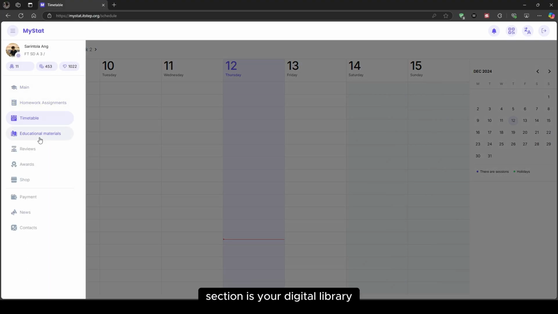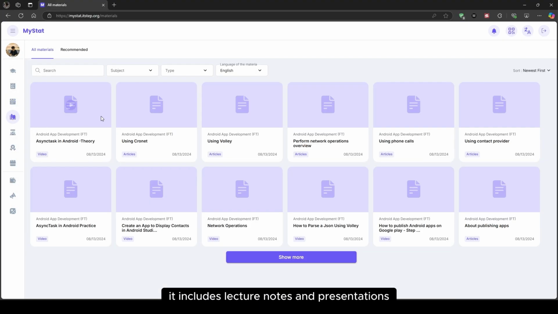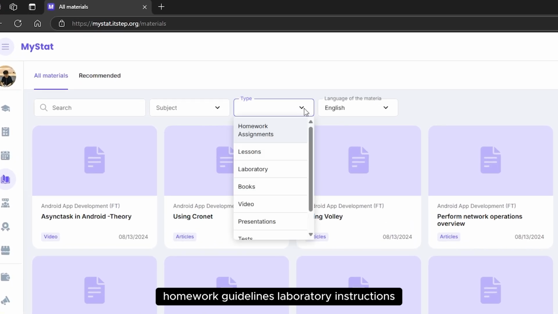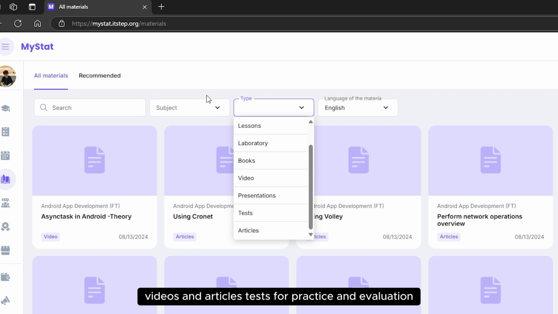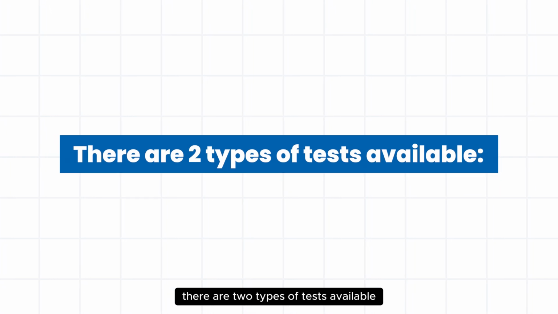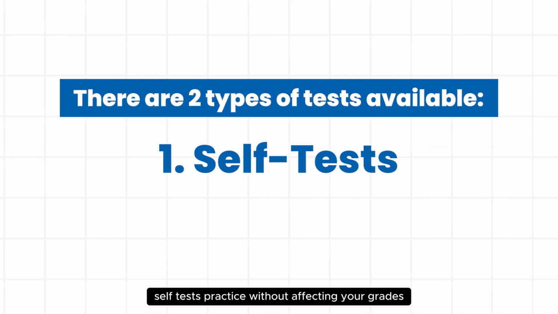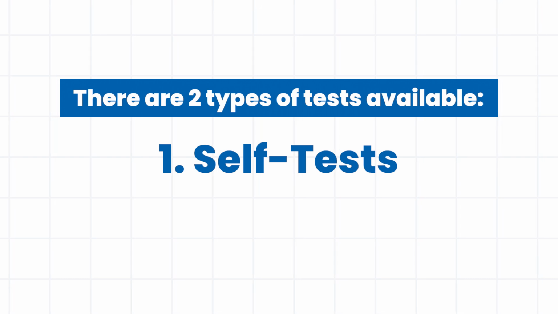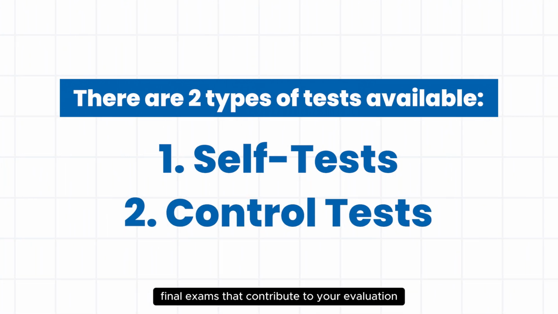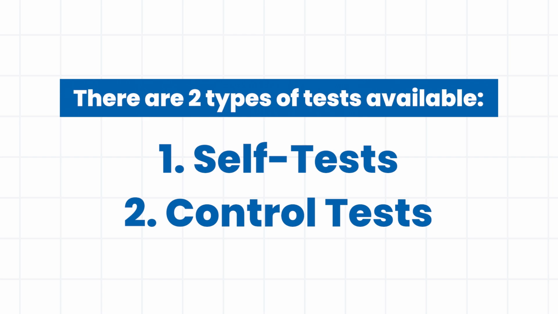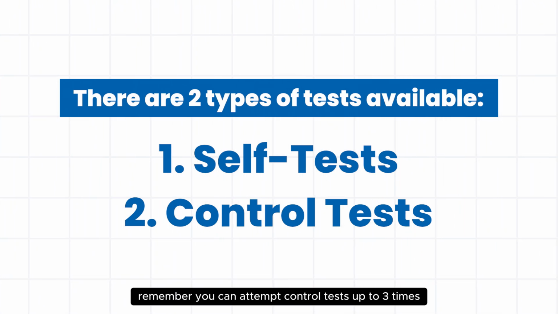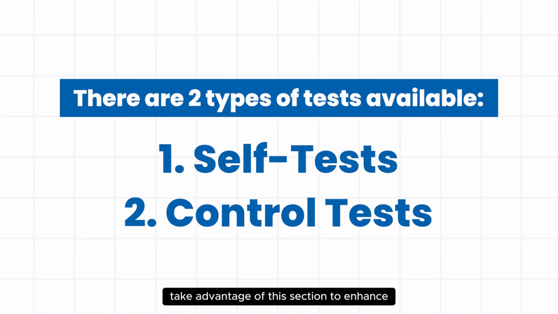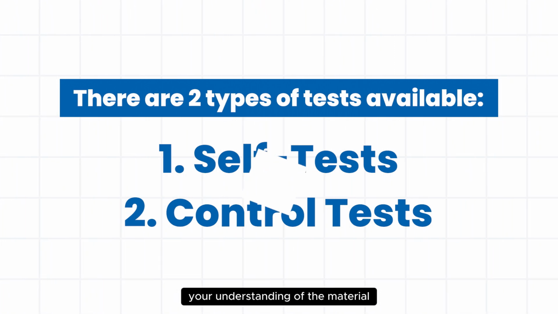Educational materials. The educational materials section is your digital library. It includes lecture notes and presentations, homework guidelines, laboratory instructions, videos and articles, and tests for practice and evaluation. There are two types of tests available. Self-tests: practice without affecting your grades. Control tests: final exams that contribute to your evaluation. Remember, you can attempt control tests up to 3 times. Take advantage of this section to enhance your understanding of the material.